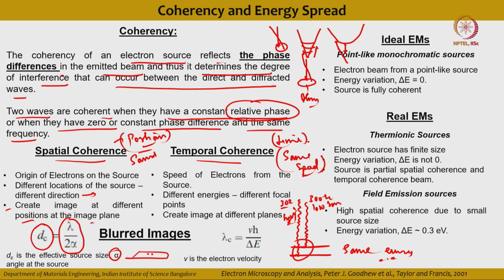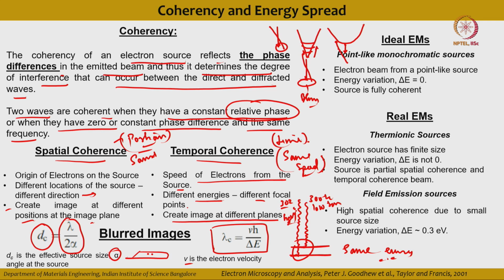So here it is the speed of electrons from the source, not the position. If the speed of electrons is different, then it will have this temporal coherence issue, and different energies will have different focal points at different planes and create an image at different planes, which is usually given by lambda c, V h divided by delta E, where V is the electron velocity. Okay. So these are the two types of coherence which are very important to choose which type of source you are using in an electron microscope.